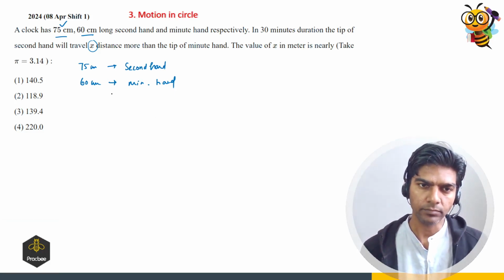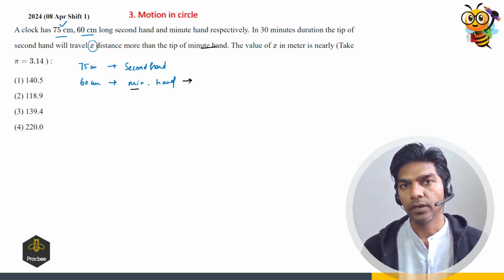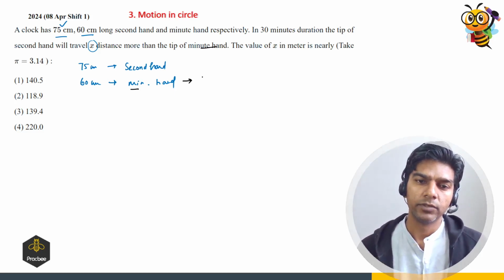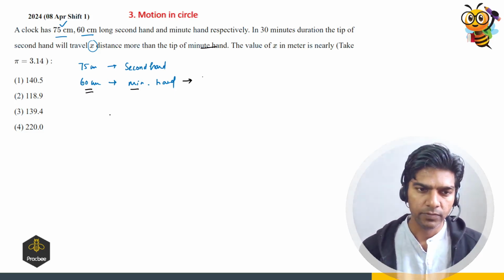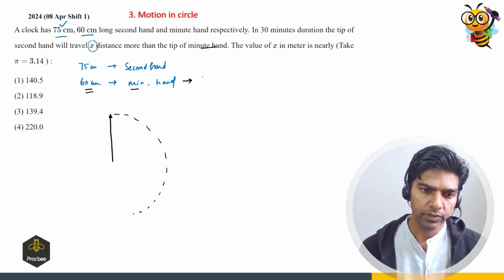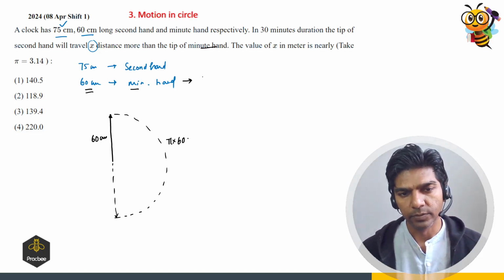Okay, let us see. In 30 minutes, the minute hand will cover half the circle, right? So it will cover half the circle. The radius is given, and this is nothing but the radius of that circle. Let me show you. If this is the minute hand, the tip will cover half the circle in 30 minutes. And this radius is 60 centimeter. So this arc length will be pi times 60 centimeter.